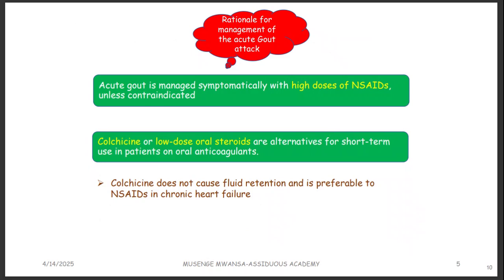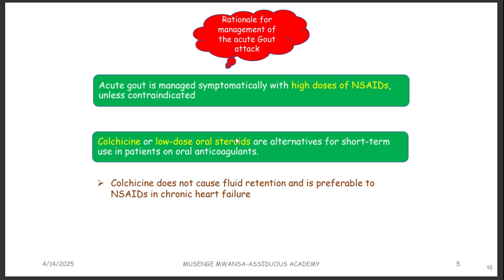So what is the rationale for the management of acute gout? What do we want to achieve? Or what are we trying to aim at in treating acute gout? So you want to do symptomatic management, like you want to help with the symptoms that the patient is presenting with. So you are going to give high doses of NSAIDs unless you can't give them, they are contraindicated. Okay. You can also give colchicine or low dose oral steroids.